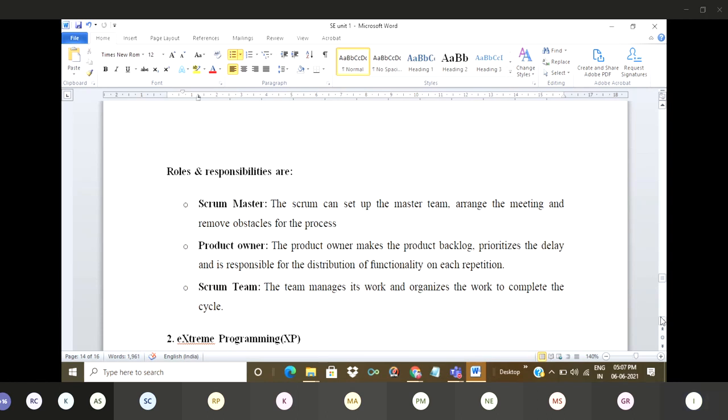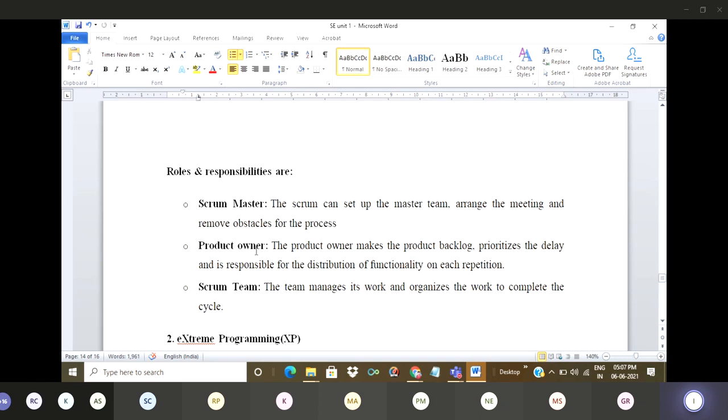Okay, what is the role of Scrum Master? Scrum Master can set up the team, arrange a meeting, and remove obstacles for the process. So Scrum Master can arrange a meeting if there is any problem. He can rectify the problem and make the meeting go in a good manner.